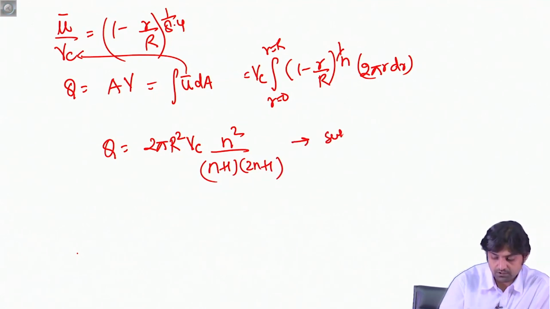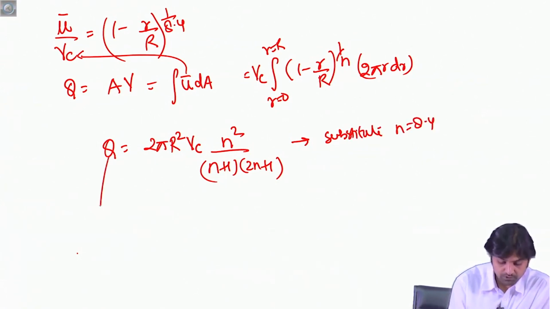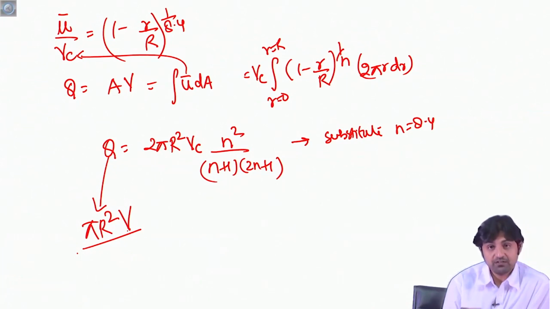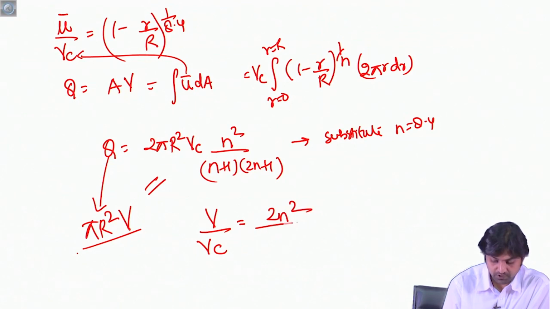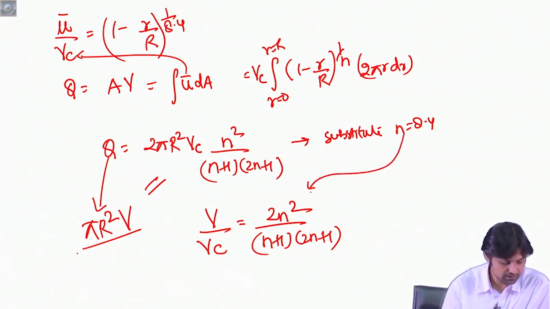Now we substitute n is equal to 8.4, and this Q is also equal to, sorry, Q is not 2 pi R square, this will be pi R square into the velocity that we had obtained last time. All right, that was 5.09, the average velocity. Okay, because this is also equal to Q. So now if we equate both of those, what we are going to get, V by Vc is equal to 2n square divided by (n plus 1) into (2n plus 1), and we substitute the value here.